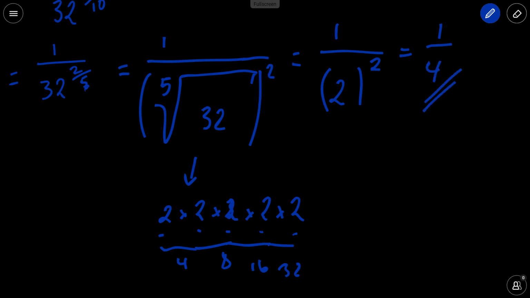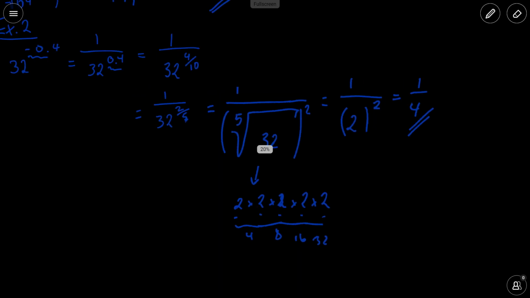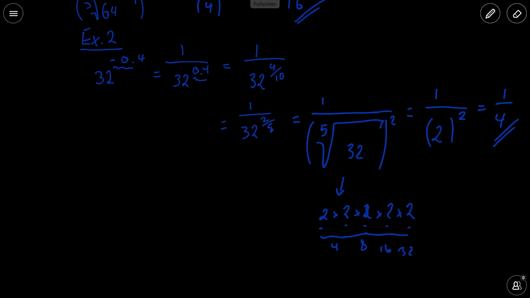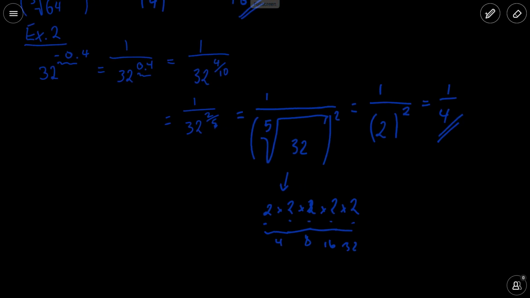So starting off with this problem here of 30 raised to this negative decimal index of minus 0.4, we can simplify this to 1 over 4. Awesome. I think these were 2 really good examples. I hope they made sense.